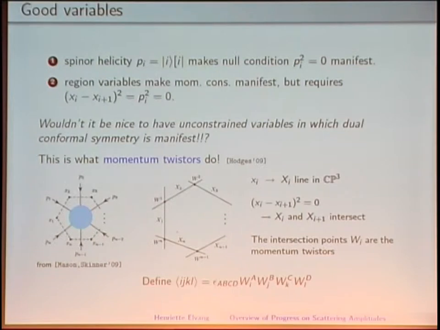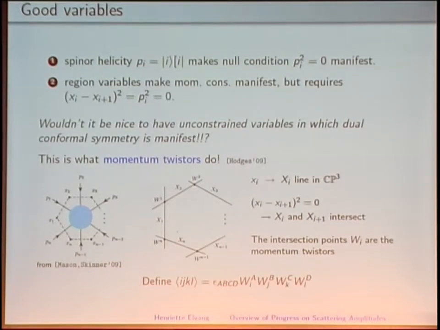So I've introduced to you the region variables, the x_i, and now you map, just as you would map from position space to twistor space, where a point maps to a line. Now you map a region variable to a momentum twistor, which is a line in momentum twistor space. And it turns out that the condition that adjacent region variables are null separated turns exactly into the statement that the two lines they correspond to in momentum twistor space intersect. And so we have a set of lines that intersect, and we now denote the intersection points as Z's, and these will be the momentum twistors.